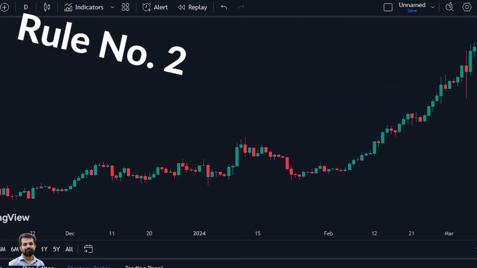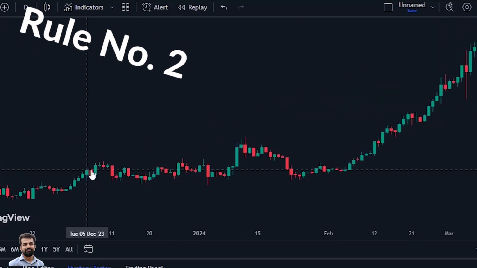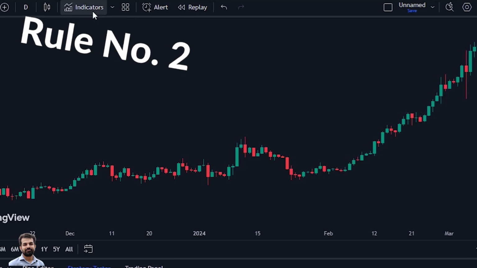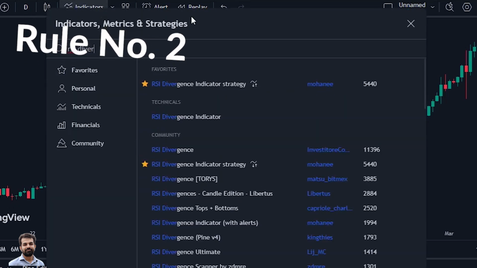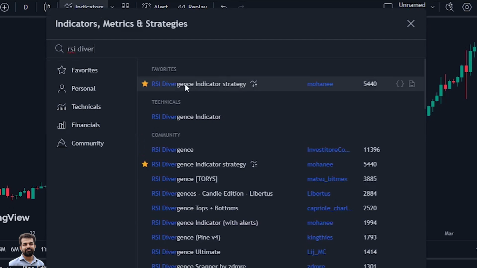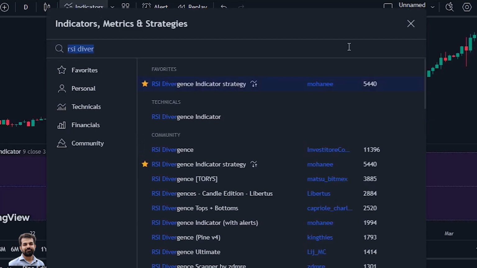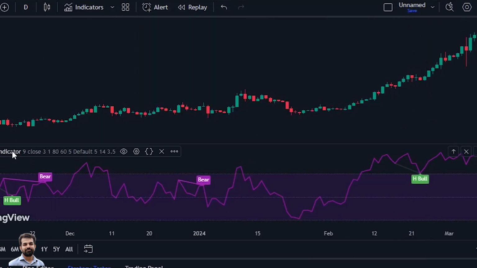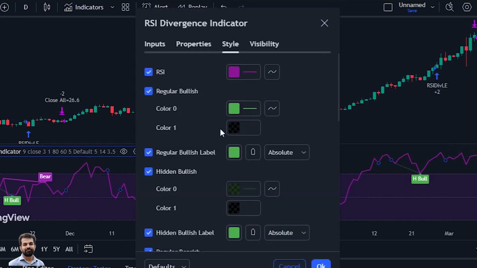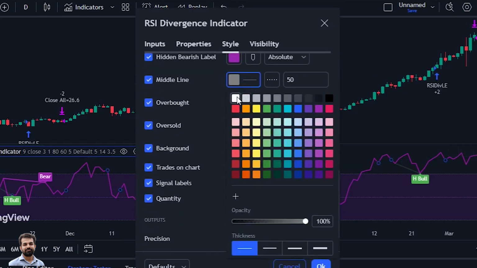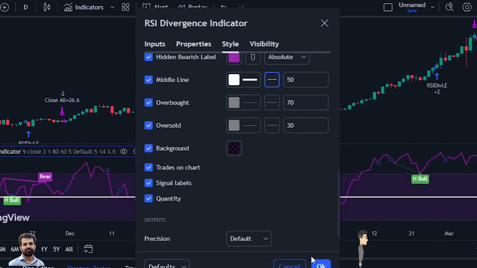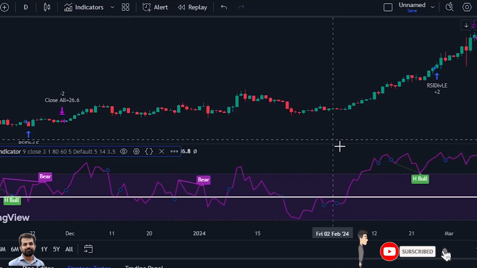Now for rule number 2, we are going to use the RSI indicator, but with a twist. Go to the Indicators tab and search for RSI divergence. Make sure to select the right one. Next, go to the middle line tab and change the color to white, making it a solid line for clarity. Typically, the RSI indicator tells us if the market is overbought or oversold. But in our strategy, we will use it to spot momentum.